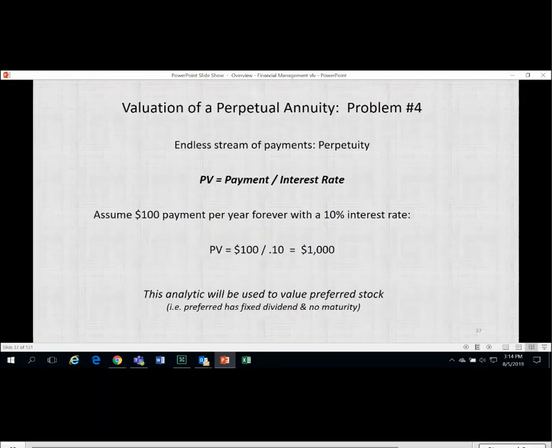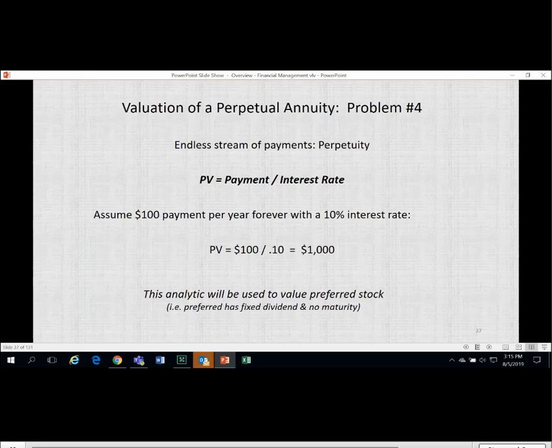Next, we have valuation of a perpetual annuity. Now, this one we do not use the 5 white keys. It's a very simple thing. The present value of an endless stream of payments is simply that payment each year or whatever period, divided by the interest rate. So let's assume that we have a $100 payment per year forever with a 10% interest rate. How do you solve this? It's the payment divided by 0.10, which gives us $1,000. So a very simple item.